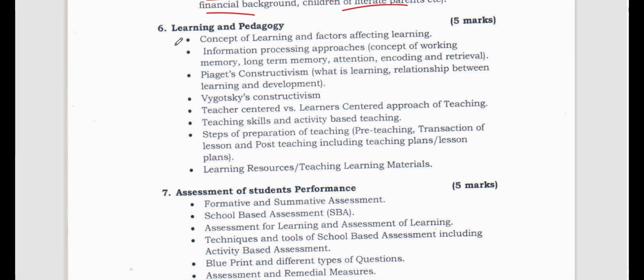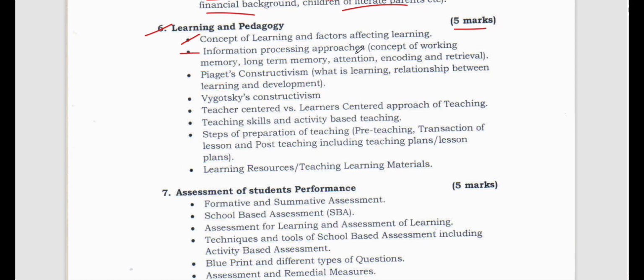So let's see now what we have here. Unit 6, learning and pedagogy. This unit is again for 5 marks. Let's see what is learning and what is pedagogy. The concept of learning and factors of active learning: we should know what learning is, how learning is done, and what factors are needed for efficient learning.